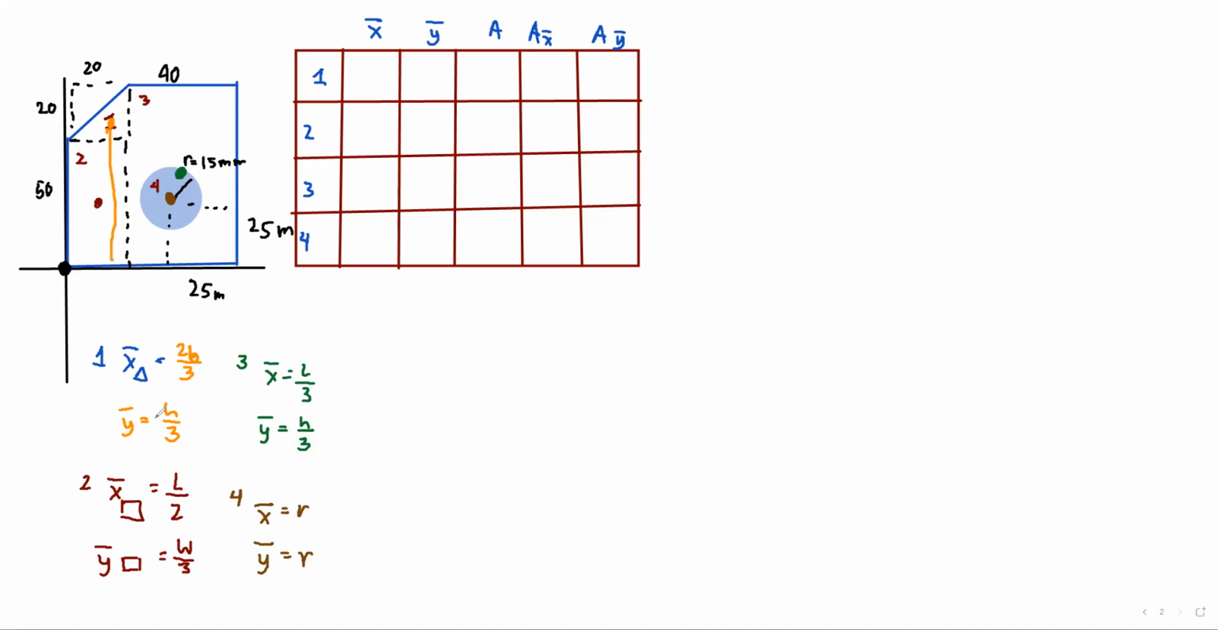So, 50 plus h over 3. Di ba? So, ano yung h mo? Yung h mo ngayon, ano yung height mo ngayon? Which is ito. Di ba? Yan yung height mo. 20. So, 50 plus 20 over 3. Okay? So, magiging 50, 20 over 3. Okay? So, yan ngayon yung y mo.